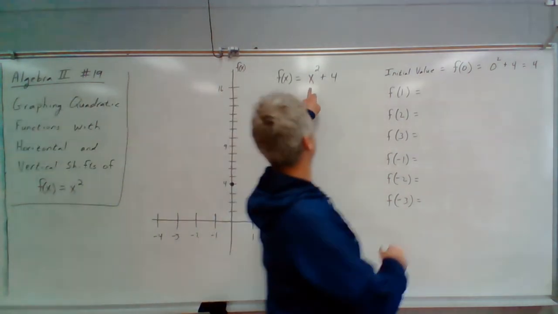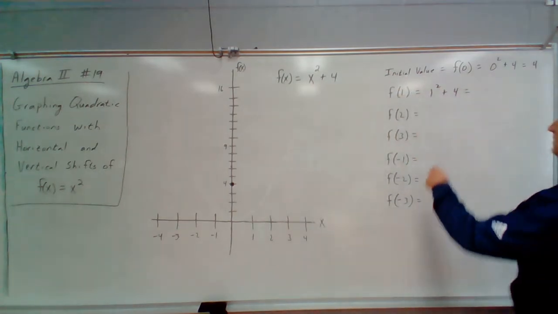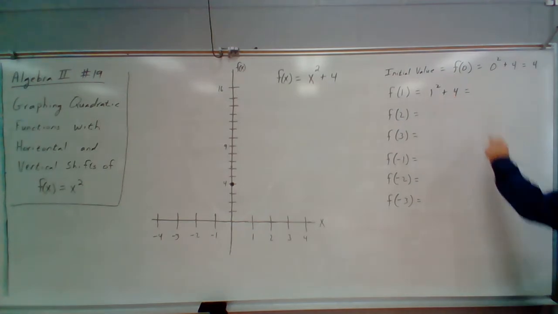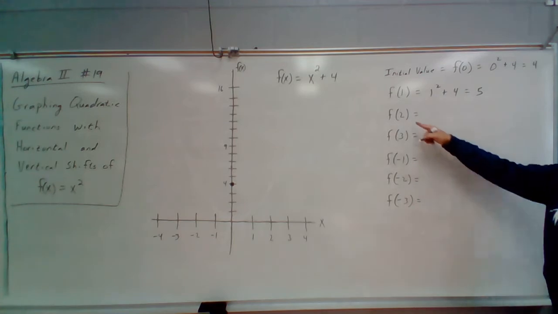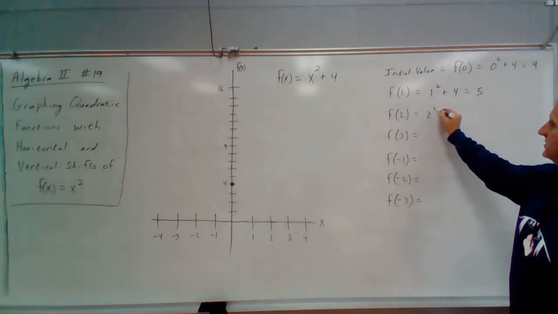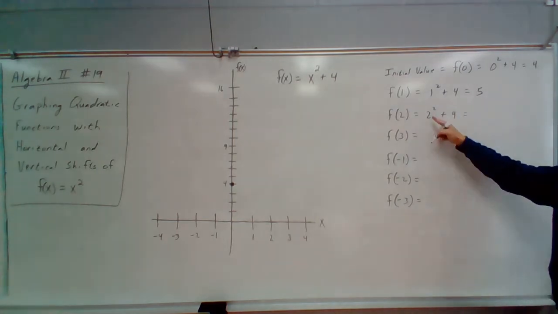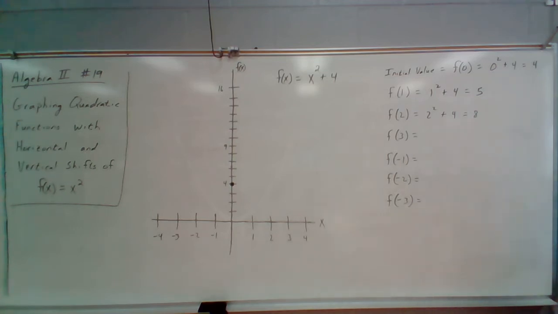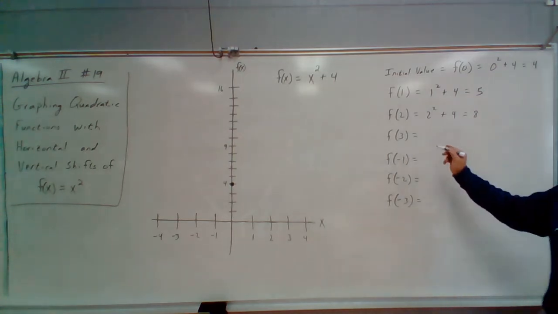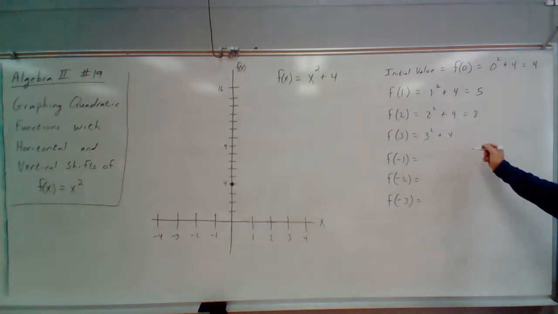All right, f of 1. So I'm going to plug 1 in. 1 squared plus 4. 1 squared is 1. 1 plus 4 is 5. And let's just do some of these. So f of 2, that would be 2 squared plus 4. 2 squared is 4. 4 plus 4 is 8. All right, let's plug in a 3. So that's 3 squared plus 4. 9 plus 4 is 13.